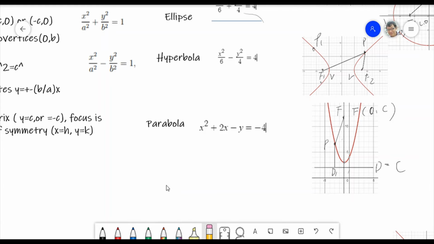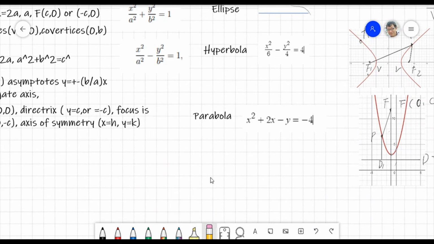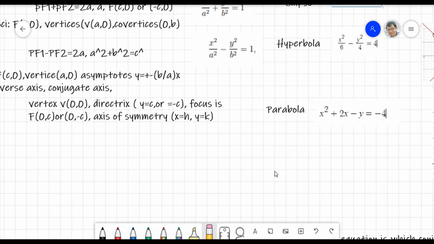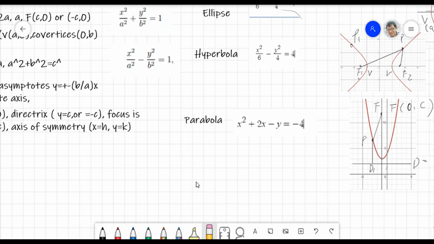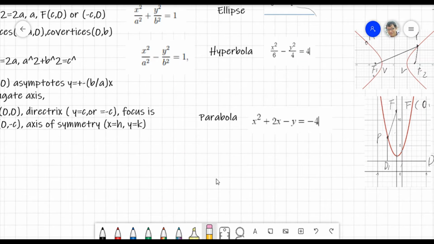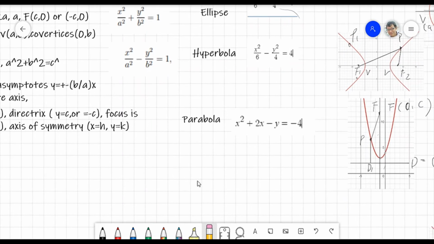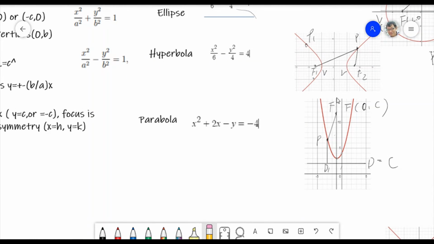So we just need the 4c, and we have c. The directrix is y equals to c, and the axis of symmetry is here. It passes through the vertex. So here is x equal to h, right? Axis of symmetry. Okay.